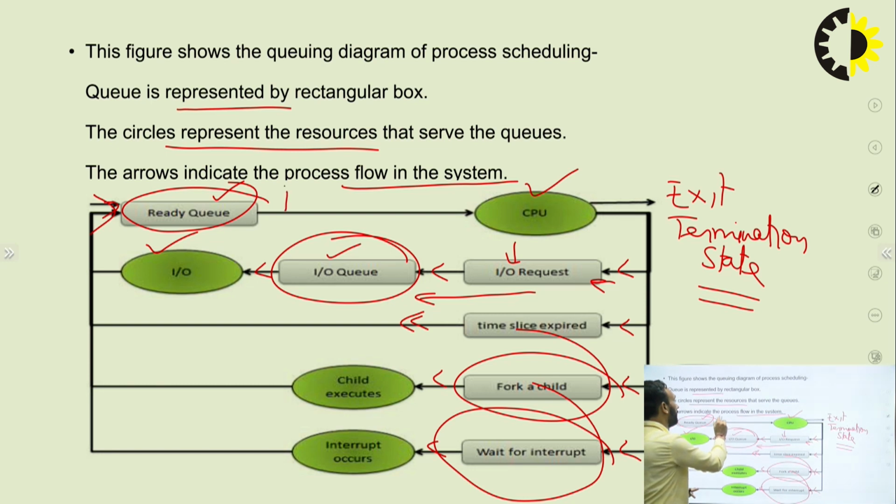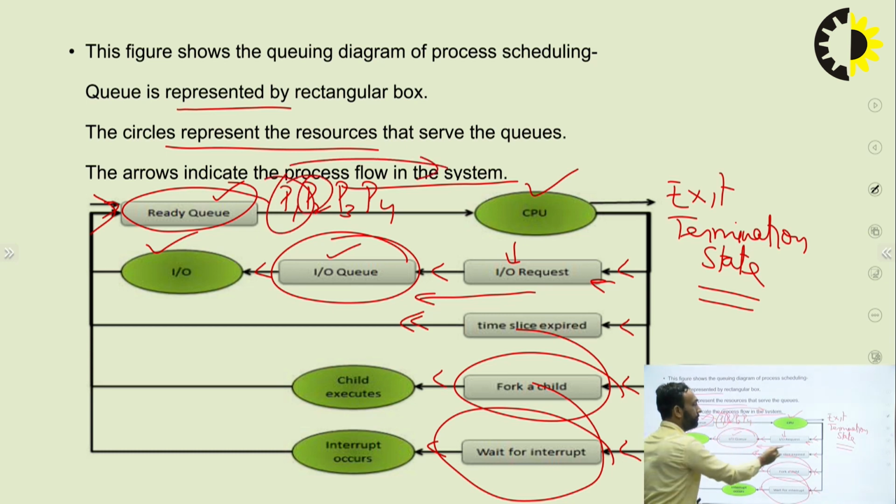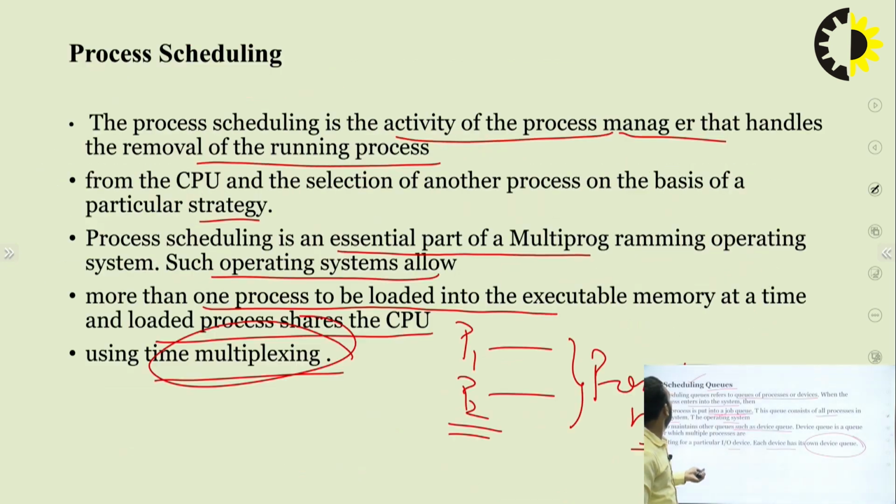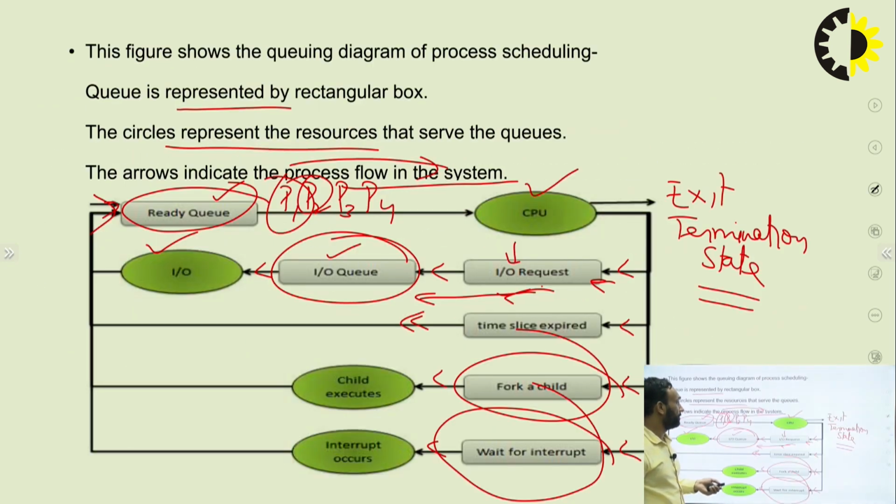For example, we have P1, P2, P3, P4. Maybe P1 executes, P2 requests an IO device, P3 gets a time slice, and P4 forks a child, and they will again queue in the ready queue and pass to the CPU for execution. So, a process is executed using the ready queue mechanism in process scheduling. Thank you.